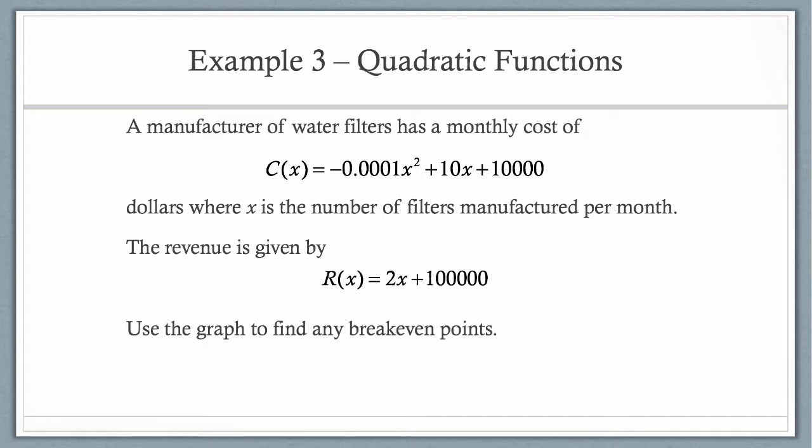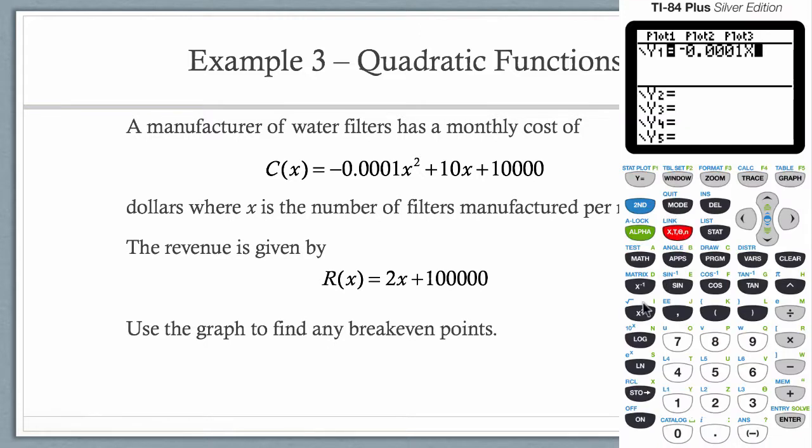In this example, we're going to look at a quadratic function. A manufacturer of water filters has a monthly cost of C of x, where x is the number of filters manufactured per month, and a revenue given by R of x. We're going to use the graph to find any break-even points. In my calculator, we know that the break-even points occur when the cost and the revenue are the same. Those are the 2 points where we have zero profit.